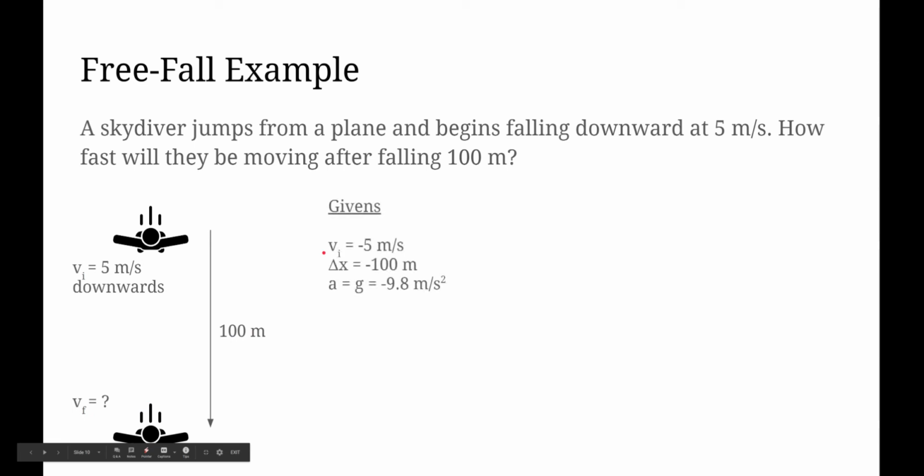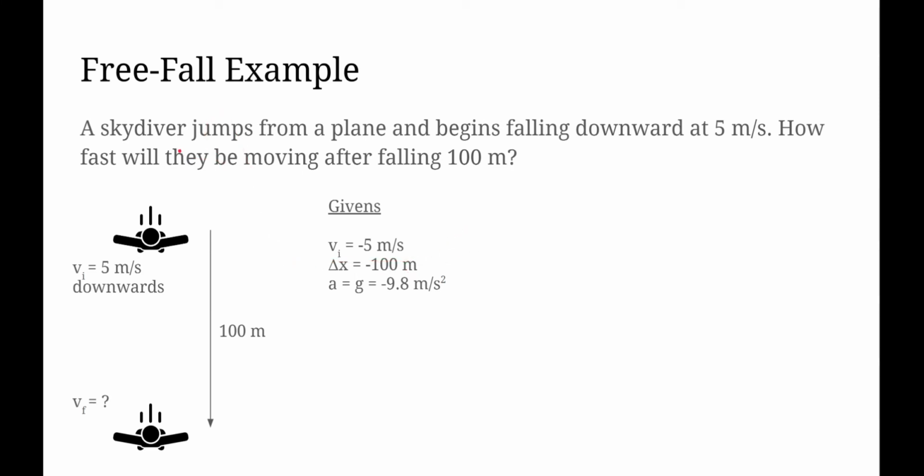Next, we want to go and try and identify our givens. So notice it's falling downwards at 5 meters per second. When we put that in an equation, we need to keep track of that downwards as this negative sign right here. So remember, -5 meters per second means down in this case, or left if we're moving right and left. So we need that in the equation to get the right answer. Our displacement, so after they fall 100 meters, again, remember they're falling 100 meters downwards. So we have -100. We're not using positive 100 here.